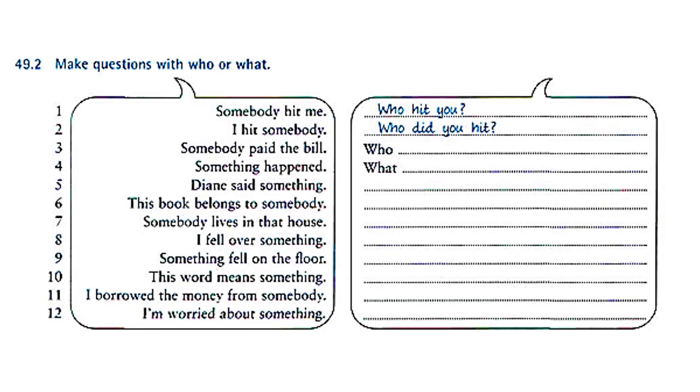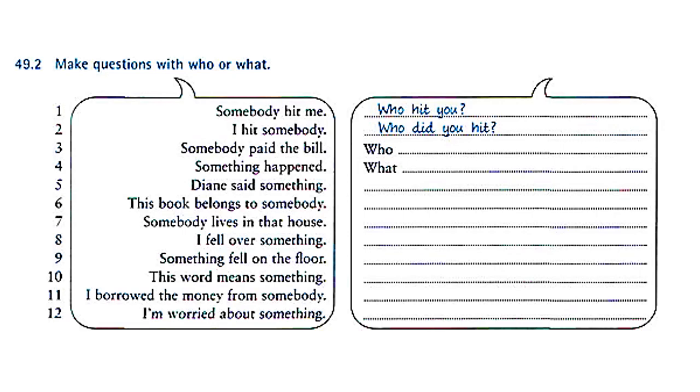Make questions with who or what. We use who when we ask about people, about animate. But we use what when we ask about inanimate, about things. Number 1, somebody hit me. We ask about somebody, related to people, so use who. Who hit you? We don't use did here because we ask about the subject.